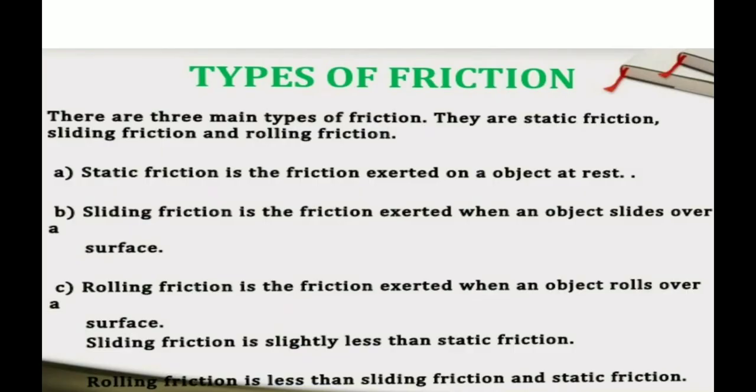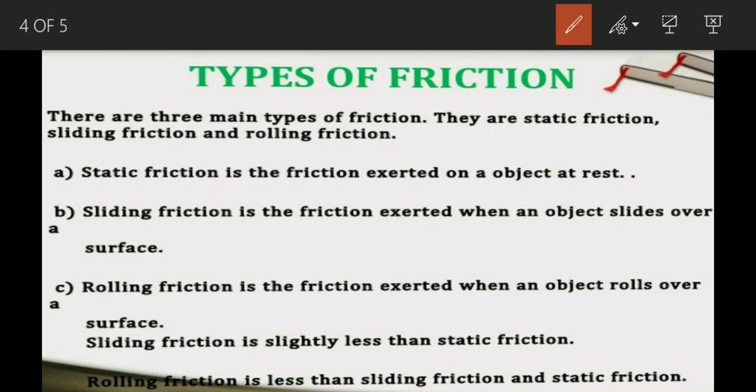Then there are three types of friction. First is static friction, second is sliding friction, and third is rolling friction. What do you mean by static? Static means stopped things. For example, a chair is stopped at one place, or a table, or a car is stopped at one place. So static means anything which is stopped at one place.